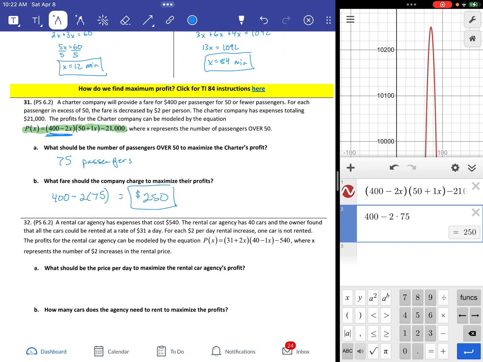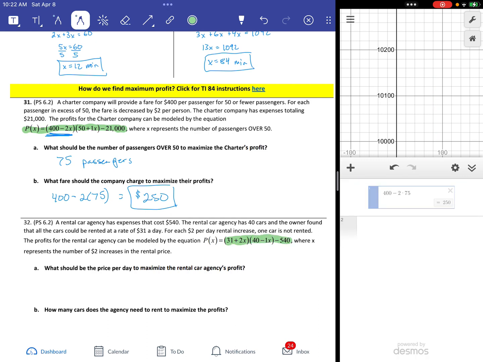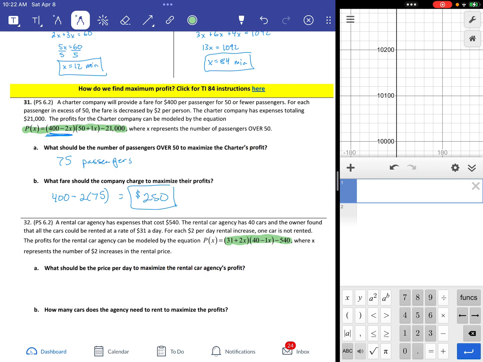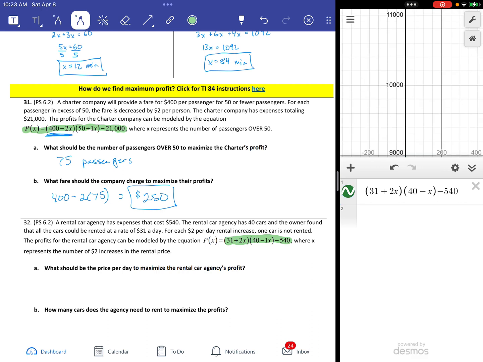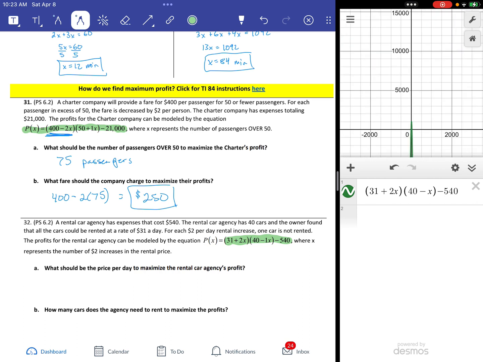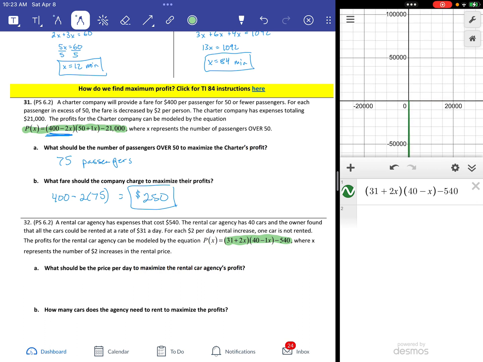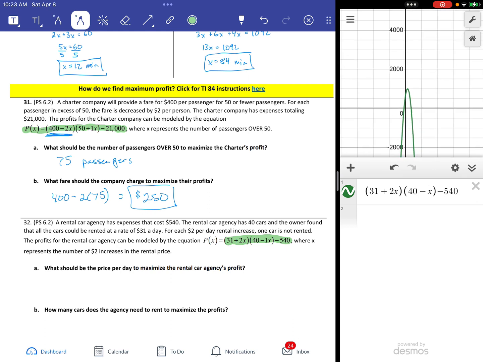The next one, same idea. You're given all this stuff, but you're given the equation to use. So we're going to plug that back into our Desmos. So we have 31 plus 2x, we have 40 minus x, minus 540. Okay, so we have that graph now. So we've got to find out where the graph is. There it is. Oh, went the wrong direction.